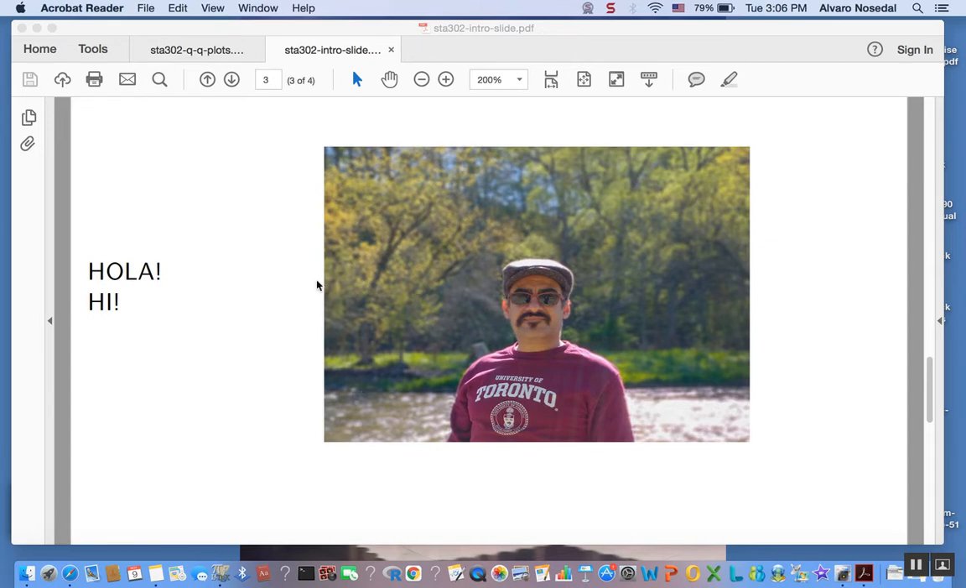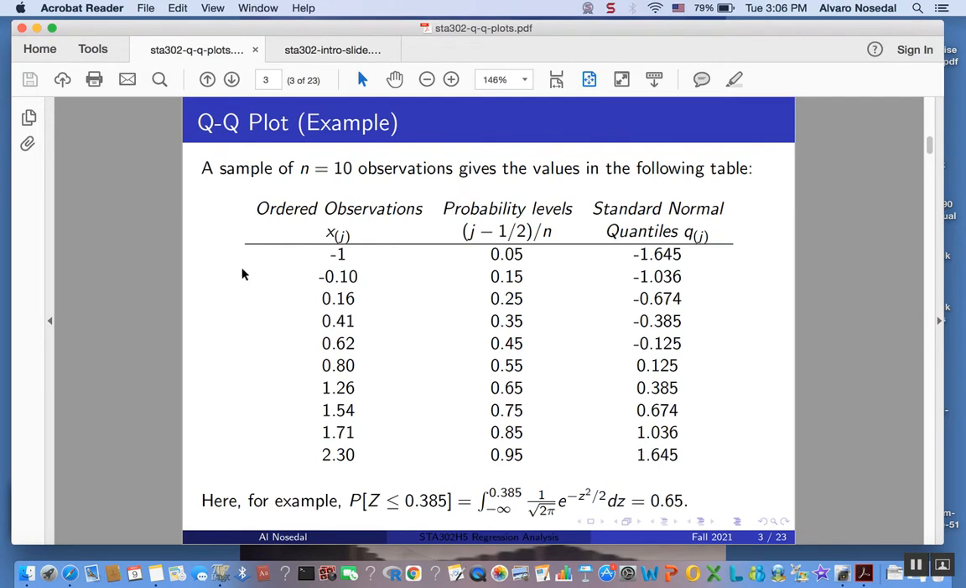So first, in order to learn how we can make QQ plots step by step, let me refer to our lecture notes. So we have a very small sample here with only 10 observations in it. What we did here is we ordered those observations from smallest to largest. Okay? So that's the first column. Again, they have been ordered from smallest to largest.